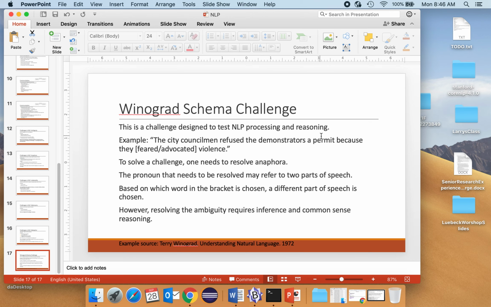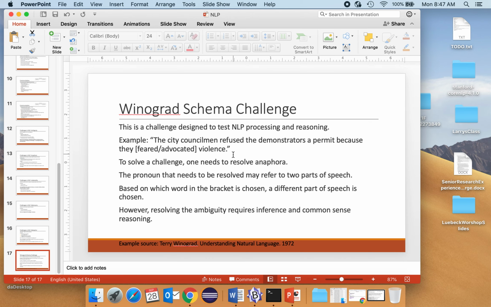The city councilmen refused the demonstrators a permit because they advocated violence. So who advocated violence? Who is the they? Again, based on the way the world works, we assume, well, the city councilmen are probably not people who advocate violence. Many demonstrators are fine people demonstrating in peace. But we also know that there are demonstrators who just want to incite violence. And so we assume that they probably refers to the demonstrators, so some bad actors.